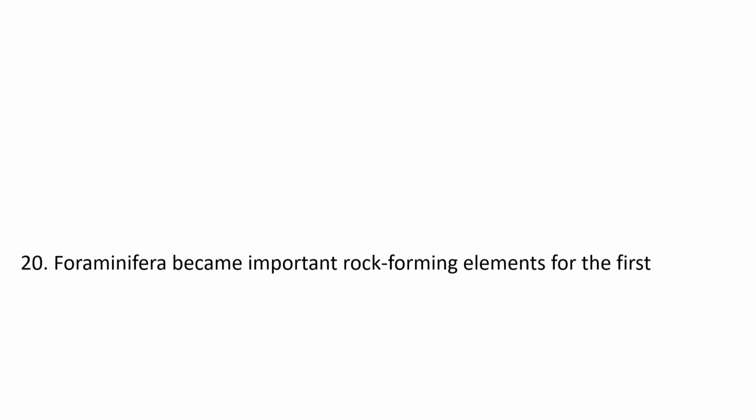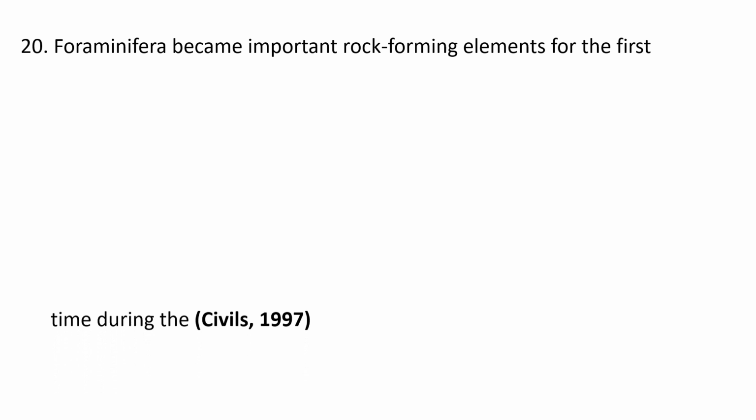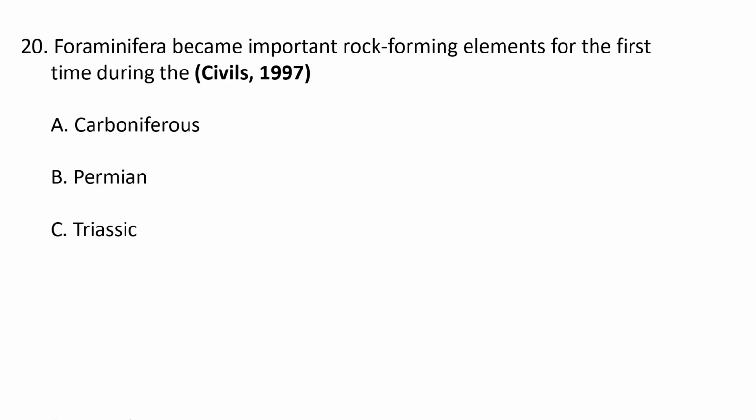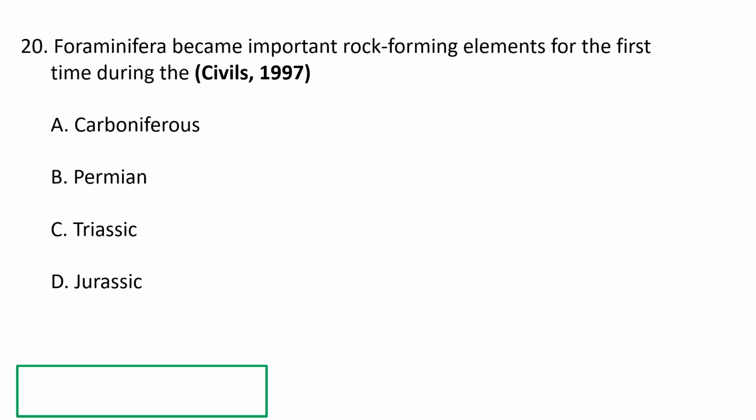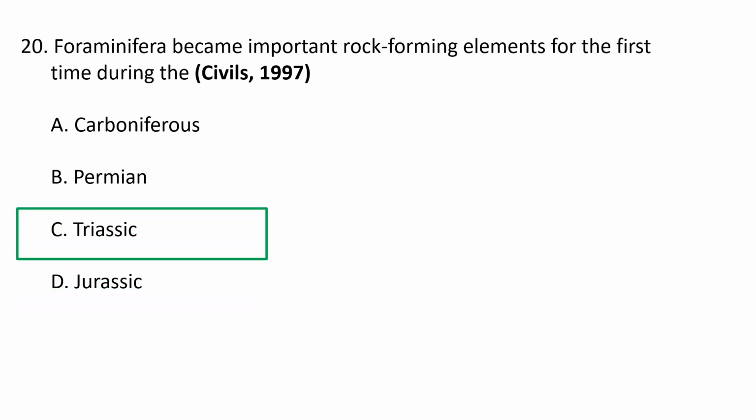Next question. Foraminifera become important rock forming elements for the first time during A. Carboniferous, B. Permian, C. Triassic, D. Jurassic. So these were the important rock forming elements during the Triassic period.